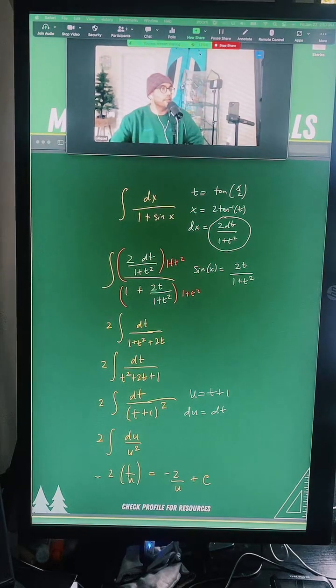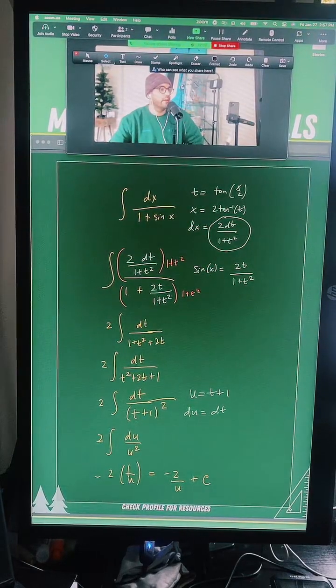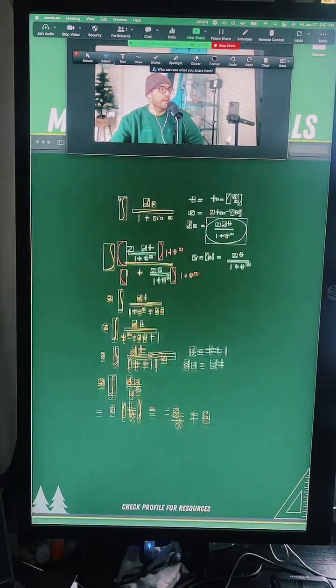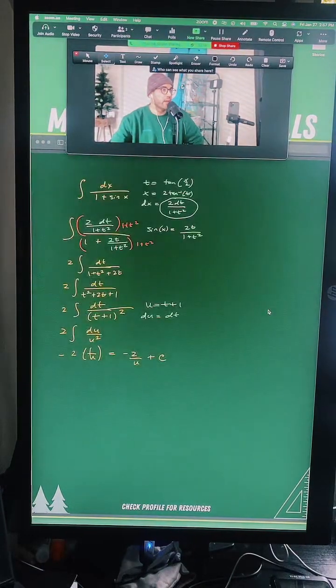Let's go ahead and create some space on the blackboard here. And now let me go ahead and change it. Oh, yeah, look at that. I made everything smaller.